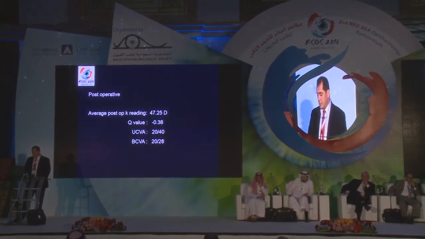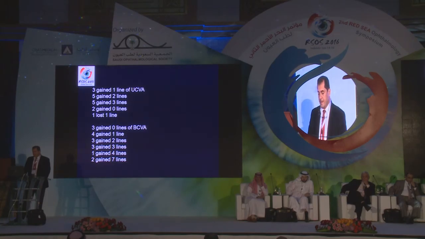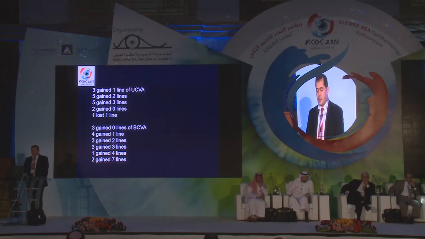best corrected 20/28. Three patients gained one line of uncorrected visual acuity, five gained two lines, five others gained three lines, two gained zero lines, and one lost one line of uncorrected visual acuity. For best corrected visual acuity, three gained zero lines, four gained one line, three gained two lines, three gained three lines, one gained four lines, and two gained seven lines.